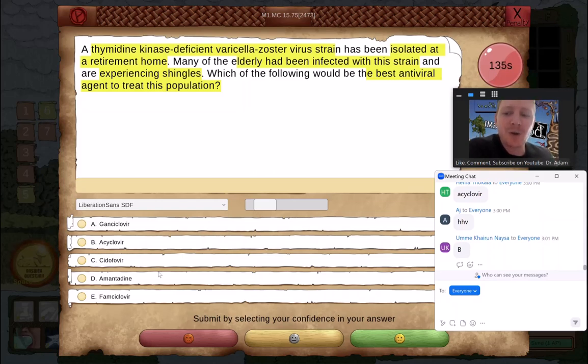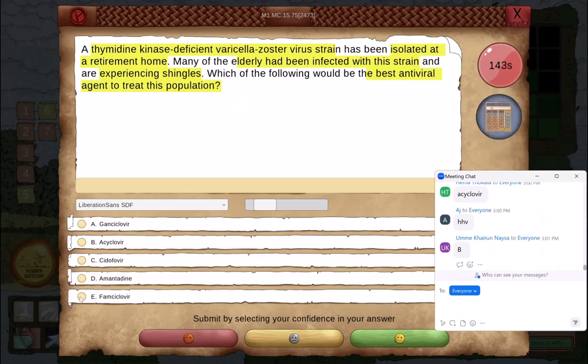But which answer choice do you want to go with? And we'll choose a confidence, and then we'll talk about it. What are you thinking? A. Ganciclovir. Famciclovir. Okay, okay. Which color do you want? Red, yellow, or green? I'm saying A. Oh, A, ganciclovir. Okay, okay. All right. And which color do you want here? Red. Red. Okay, yeah. That's okay.